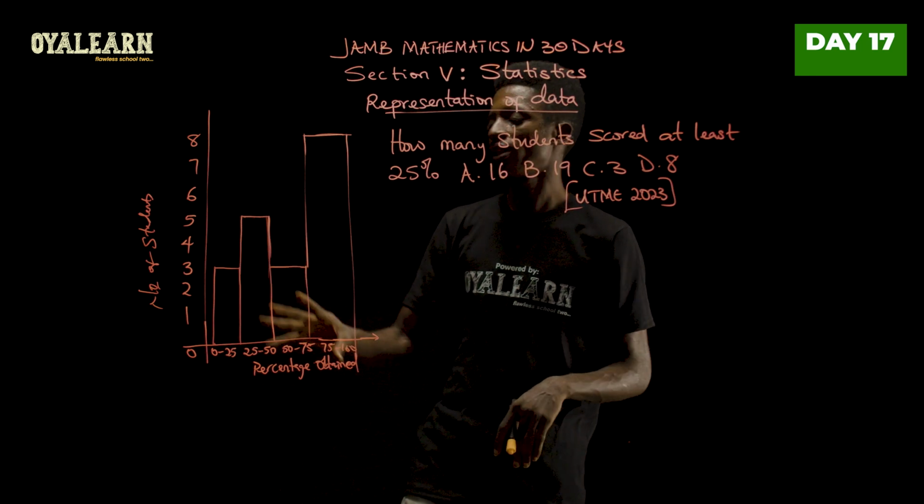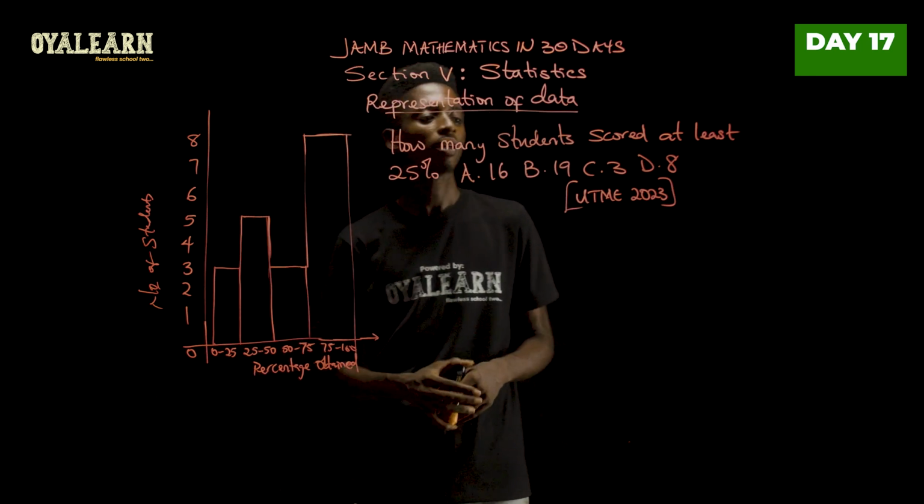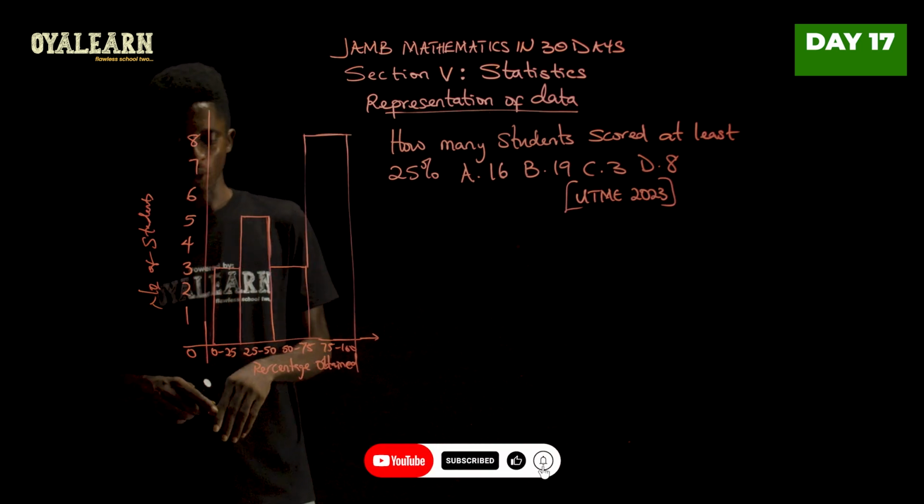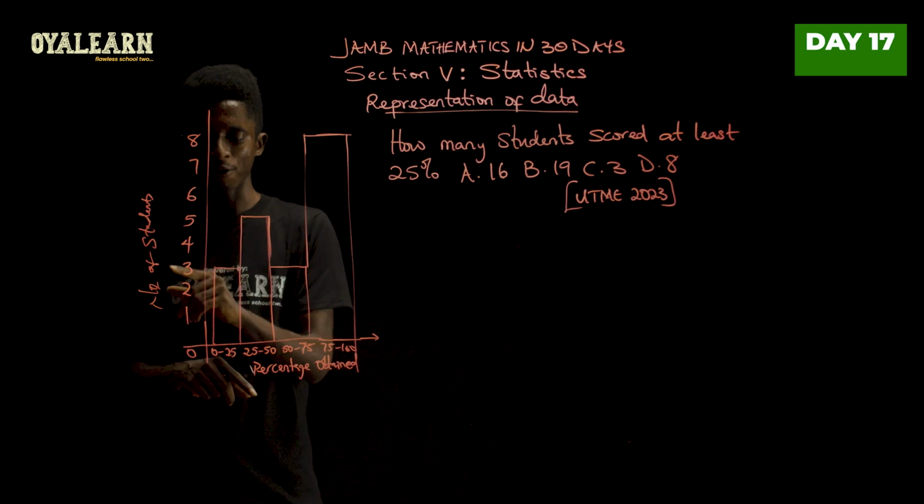This question from UTME 2023 says, how many students scored at least 25%? And we're going to be considering this chart here, this histogram we have here. And when we look at the histogram here, we see that for the percentage obtained, from 0 to 25, we have 3.